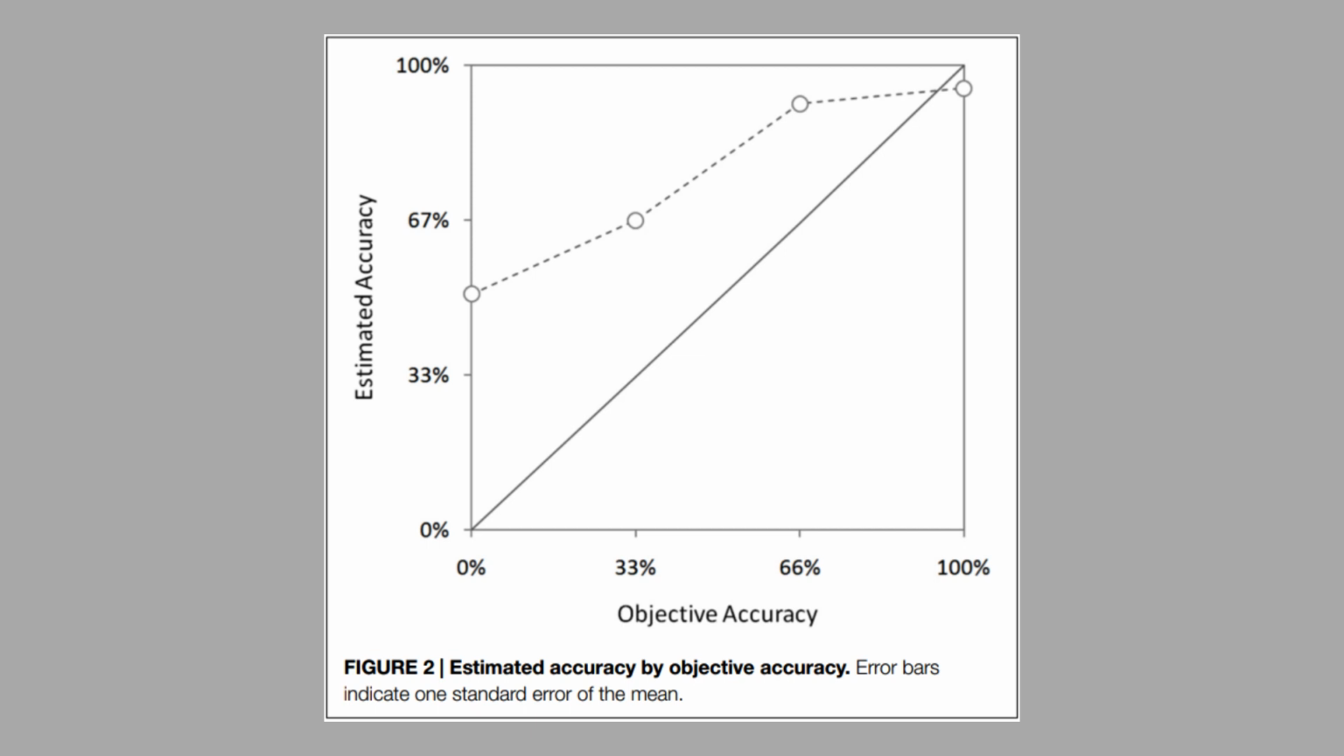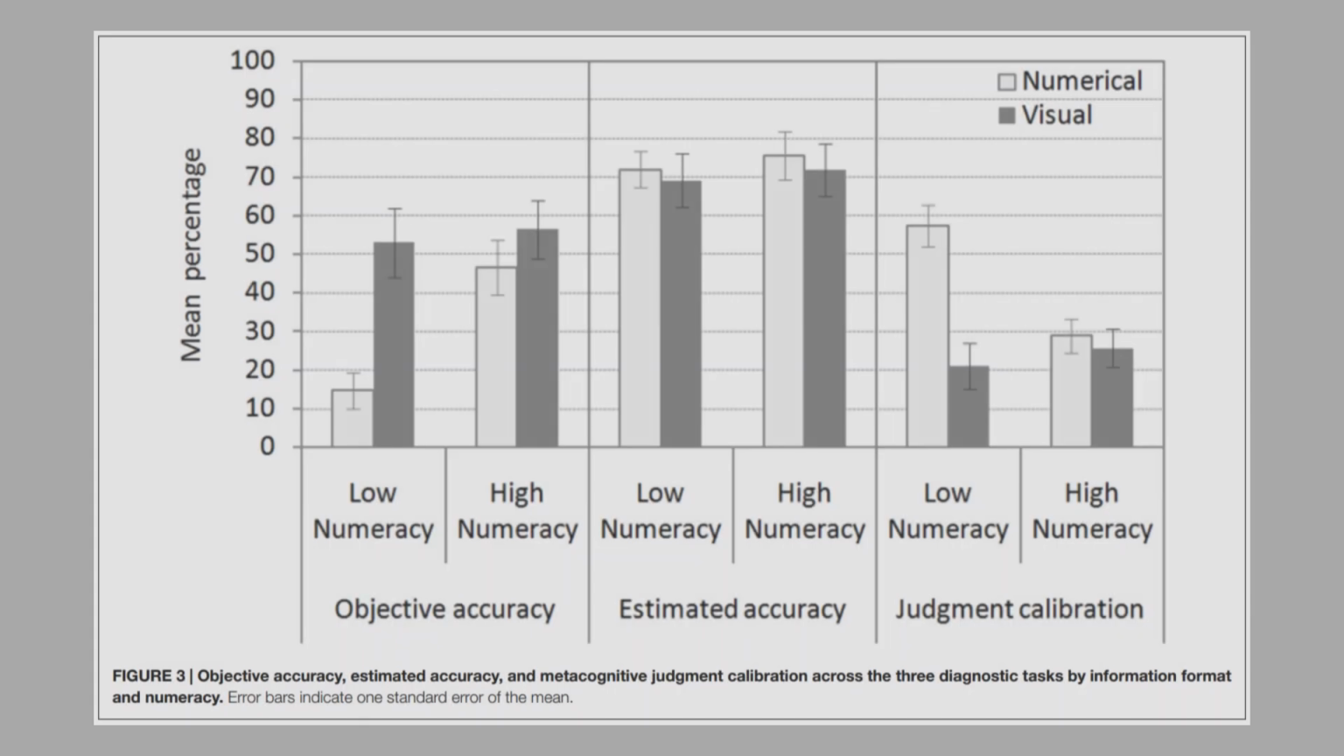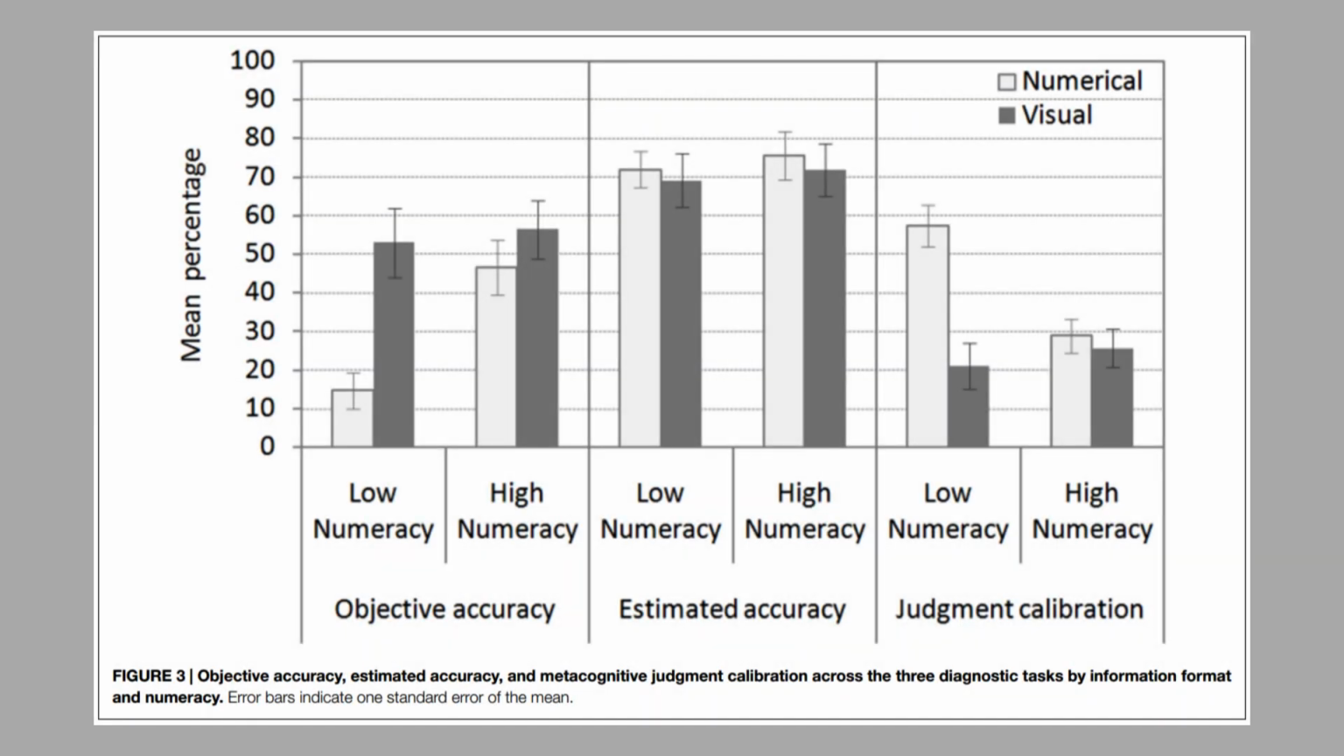High numeracy participants, on the other hand, are fairly accurate at predicting their own accuracy, and as we can see in this figure, rates of estimated accuracy were similar between both high numeracy and low numeracy groups, regardless of the type of data given. What we can also see from this figure is the difference in objective accuracy between the 2 groups, and although the objective accuracy rates are similar for each data type in the high numeracy group, the rates are wildly different in the low numeracy group.